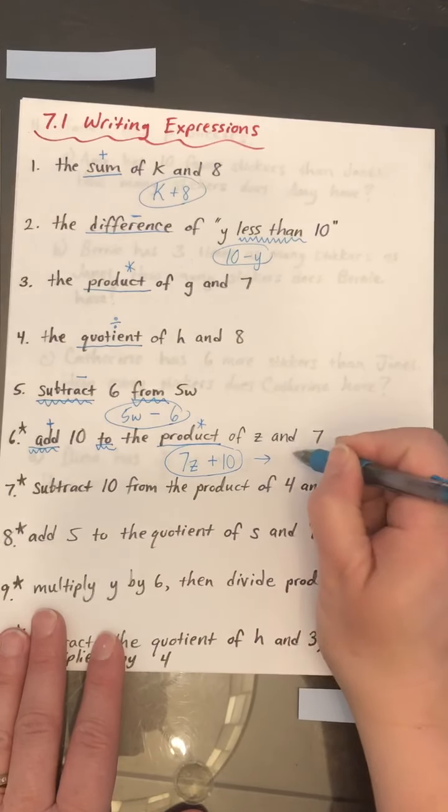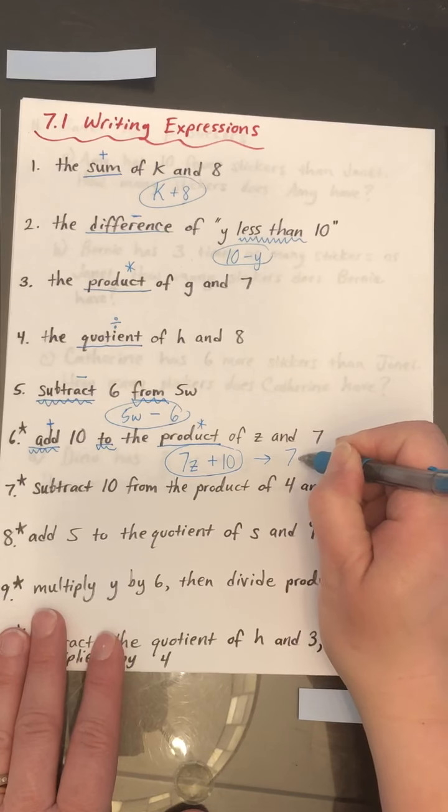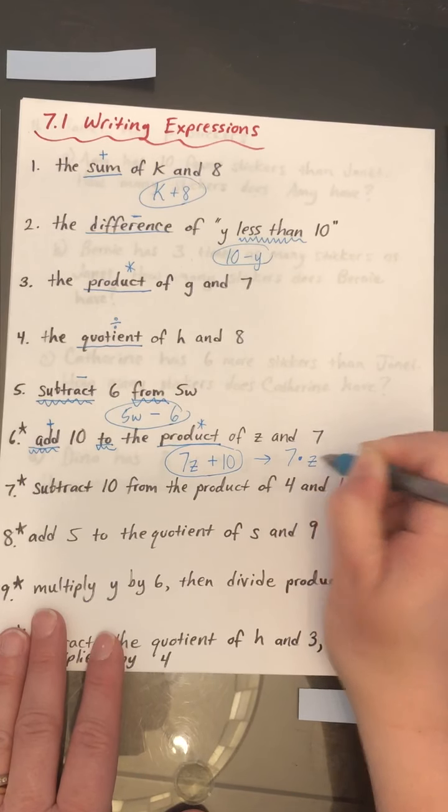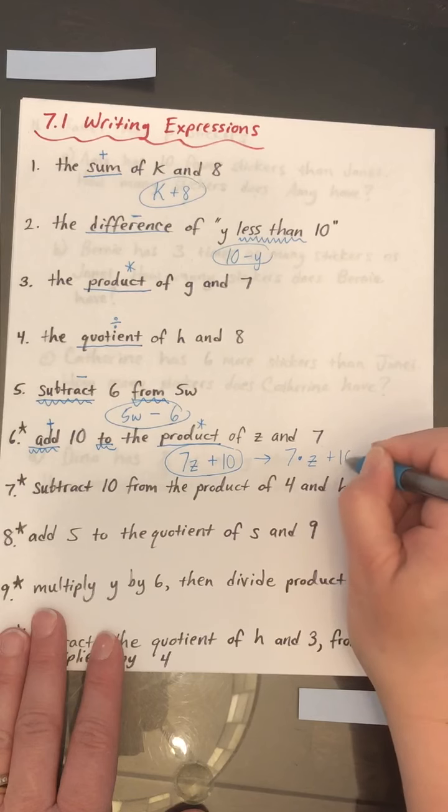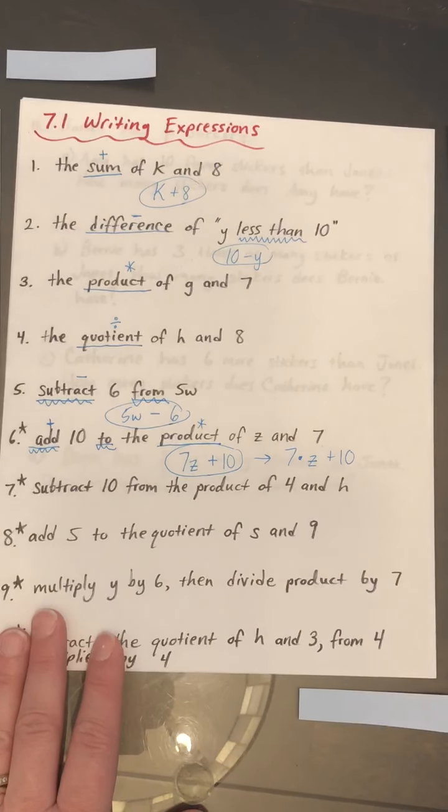Another way that your teacher probably would accept would be 7 times the variable Z plus 10. But regardless, we want to make sure that we're showing that addition of 10 at the back.